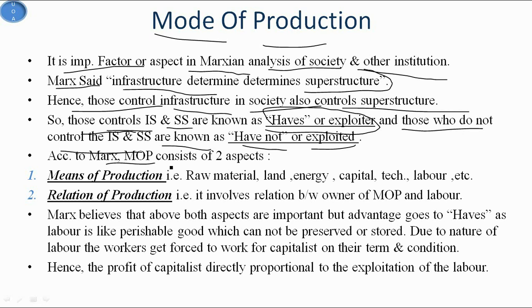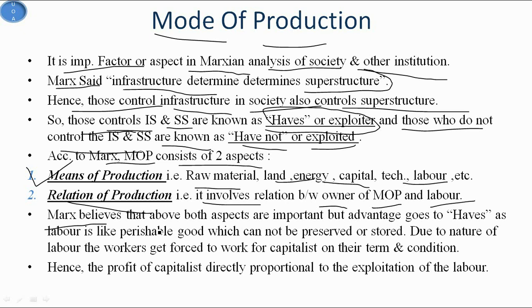According to Karl Marx, mode of production consists of two aspects. The first one is means of production, that is raw material, land, energy, capital, technology, labor, etc. And the relation of production, that involves the relation between the owner of the means of production and labor.